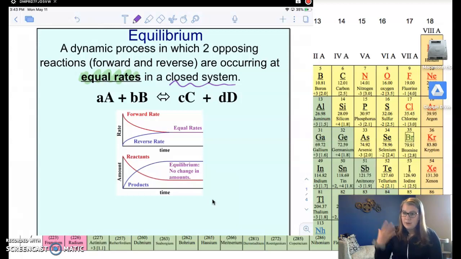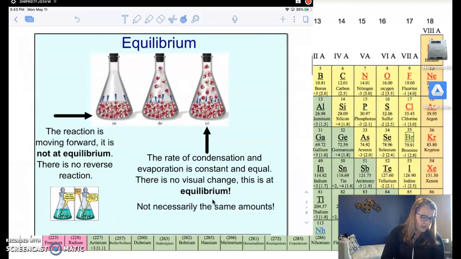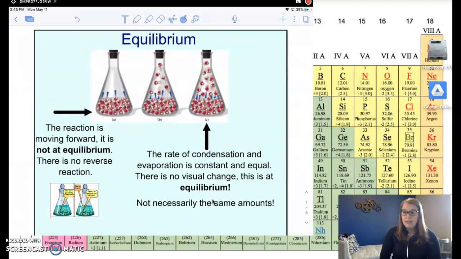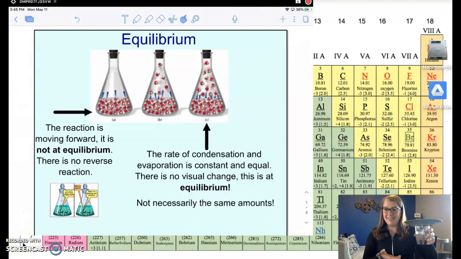Probably hard to imagine, probably hard to envision. Here is a real basic one for you. I would like you to imagine, you know what? Hang on just a second. Ta-da! A glass of water is at equilibrium.